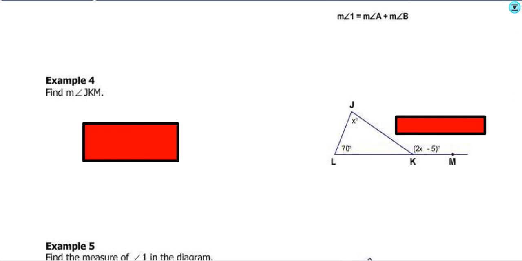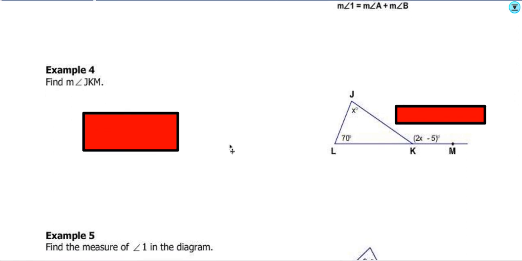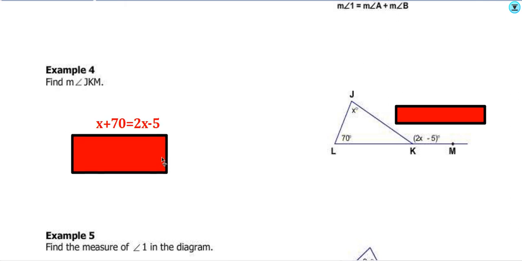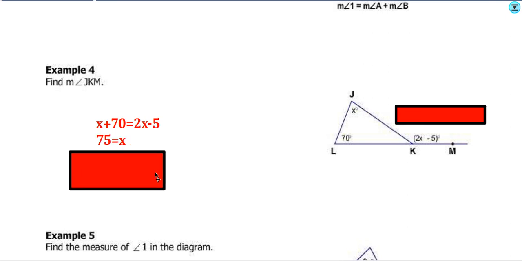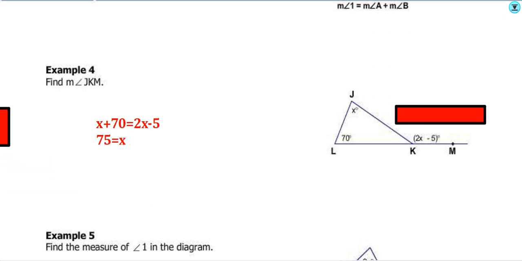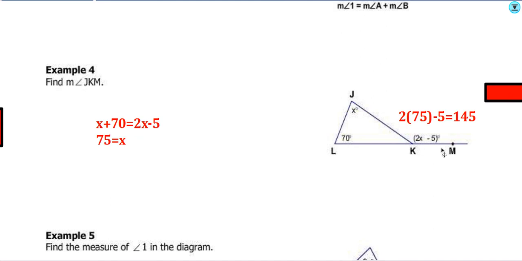Now, using this theorem, see if you can set up an equation for example 4. You should have gotten x plus 70, so adding angle J and angle L together equals 2x minus 5, the measure of angle JKM. When we go through to solve this, we end up with 75 for x. Since we want to find the measure of angle JKM, we need to plug this into 2x minus 5, and we get that the measure of this angle has to be 145 degrees.